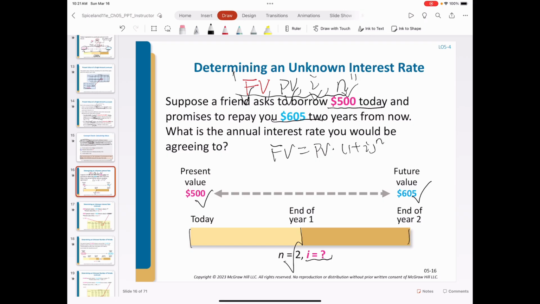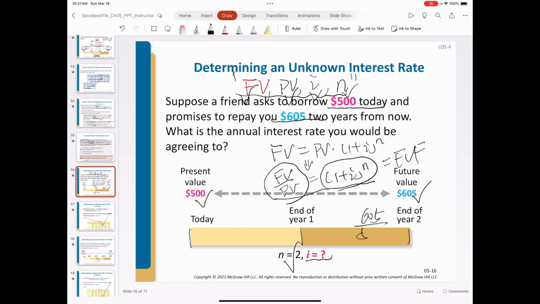First, we convert this equation to this. Okay, so this is the future value factor. We can look up the value from the table. We just need to calculate the value of this by using 605 divided by 500.